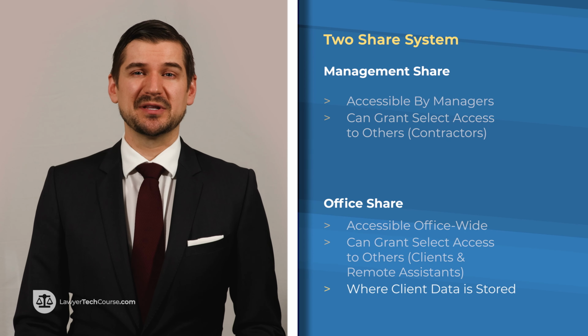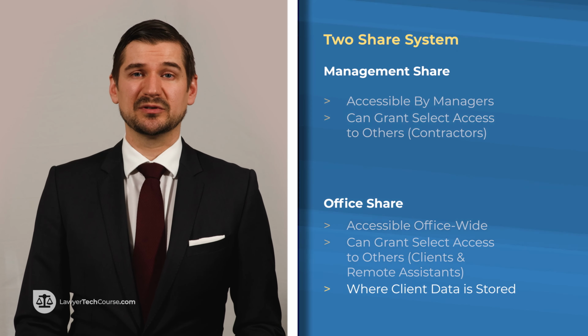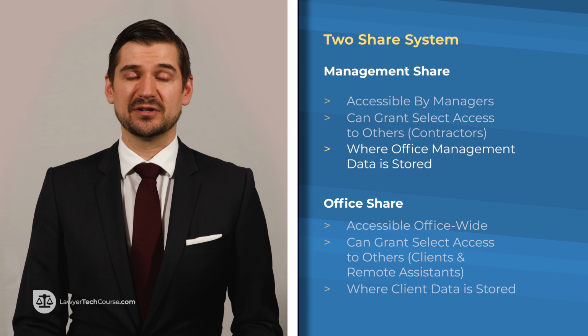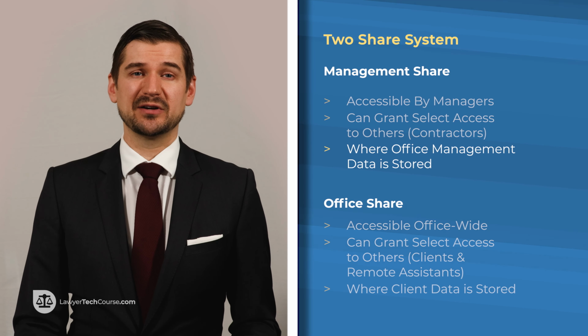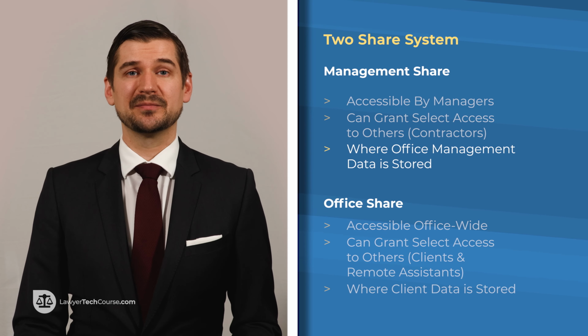The office share should be the main area where your client data is stored. It will be visible and accessible to staff and lawyers because they'll need to access that data to do their work. Conversely, the management share should be where you keep all of your data relating to the management of the office. It should be visible and accessible only to certain users, such as yourself, and possibly shared areas for your accountant or bookkeeper. In general, the structure of any given share will look something like this.